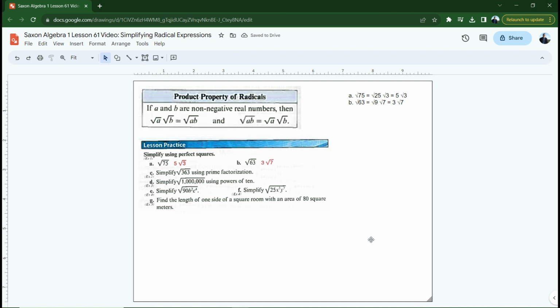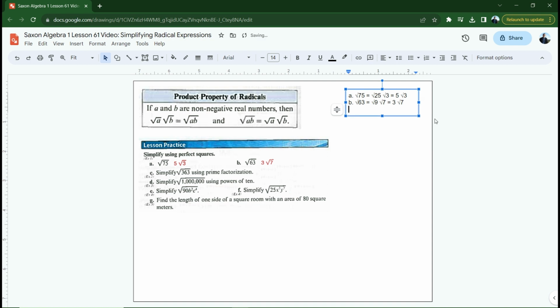Just so you know, a common mistake people make when they simplify this, instead of the square root of 9 being 3, they just write 9 times the square root of 7 and forget to actually evaluate the square root. Remember, to get rid of the square root symbol, you actually do have to evaluate the square root. All right, letter C.